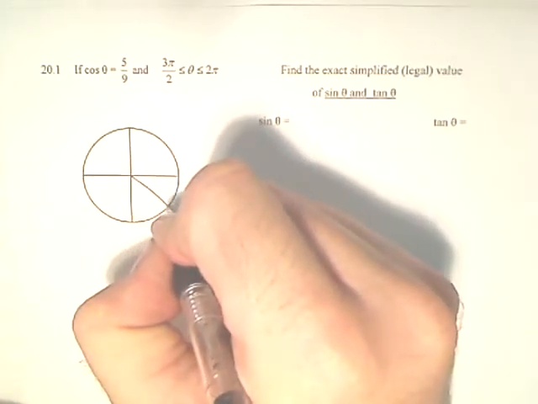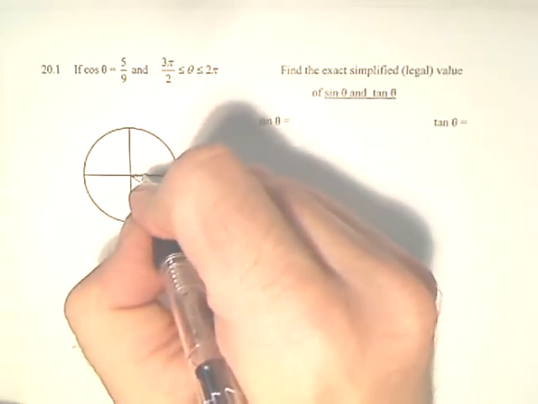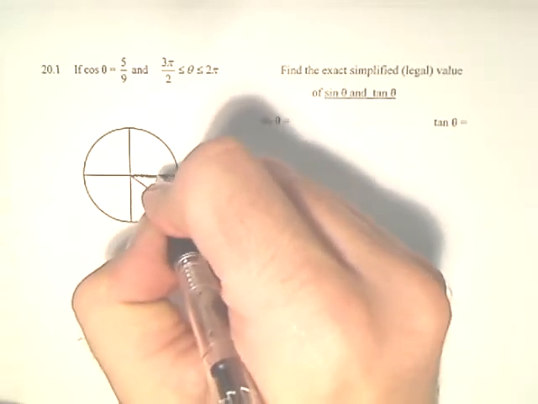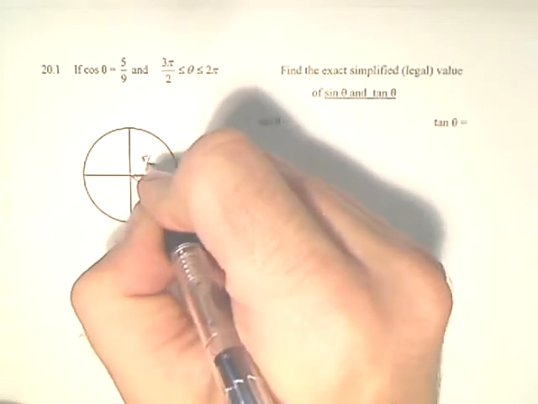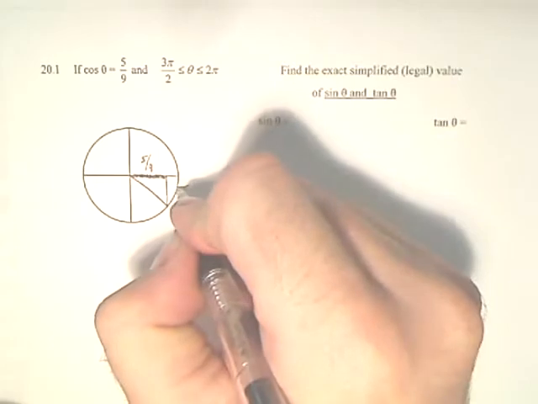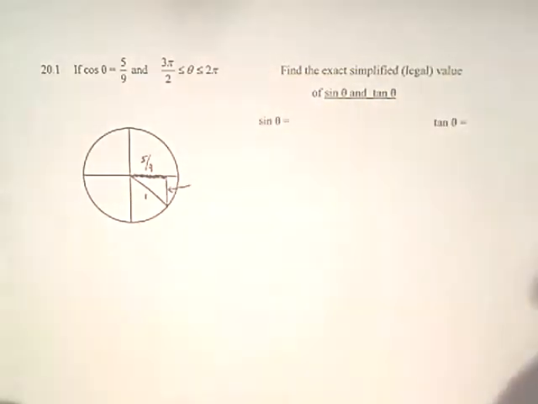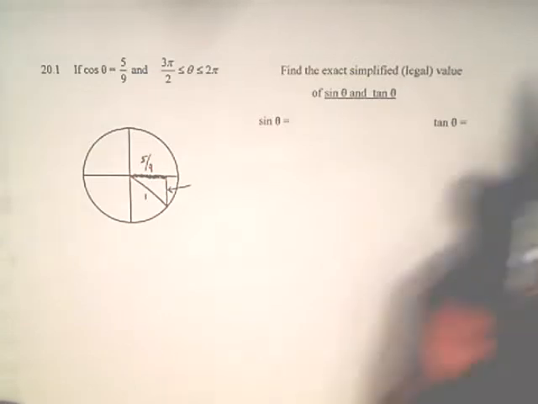So somewhere in quadrant 4, we make an angle, we draw our triangle, and we recognize that this side here, the x side, because it's cosine, is 5/9. Sine is the y value, so we need to find this guy here. We know the hypotenuse is 1, so we're just going to use Pythagorean's theorem.